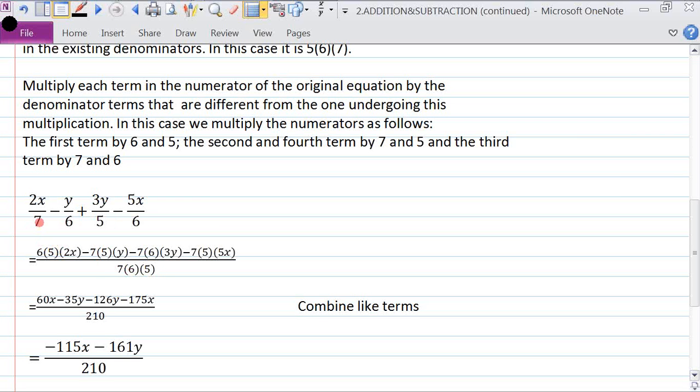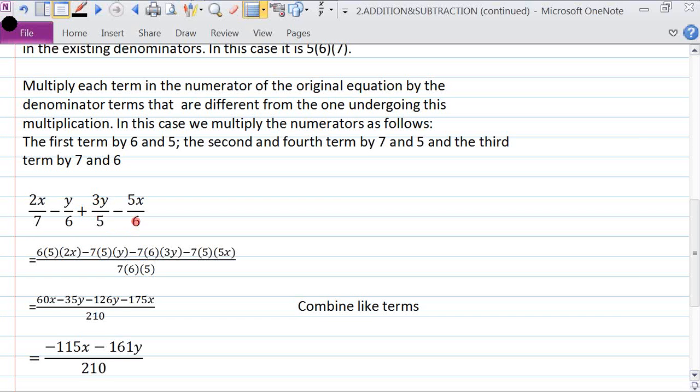Now, since 7 appears here, I'm going to multiply the top of this by 6 and 5. 6 appears here, I'm going to multiply the top of this by 7 and 5. 5 appears here, I'm going to multiply the top of this by 7 and 6.